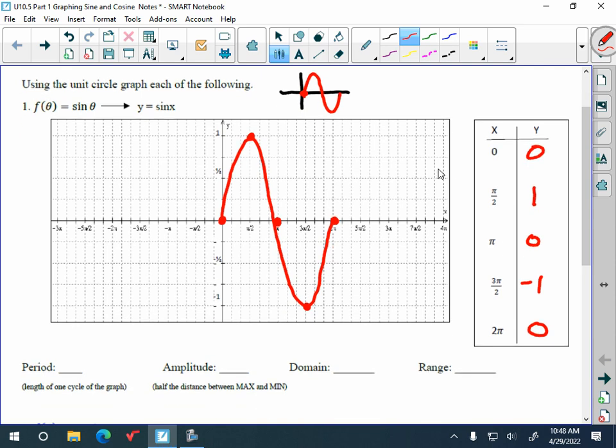All right, the period is the horizontal length of one cycle of the graph. All right, it's the horizontal distance from the left side to the right side. So this is the length of one cycle. And so we can see that the length from here to here is 2 pi.